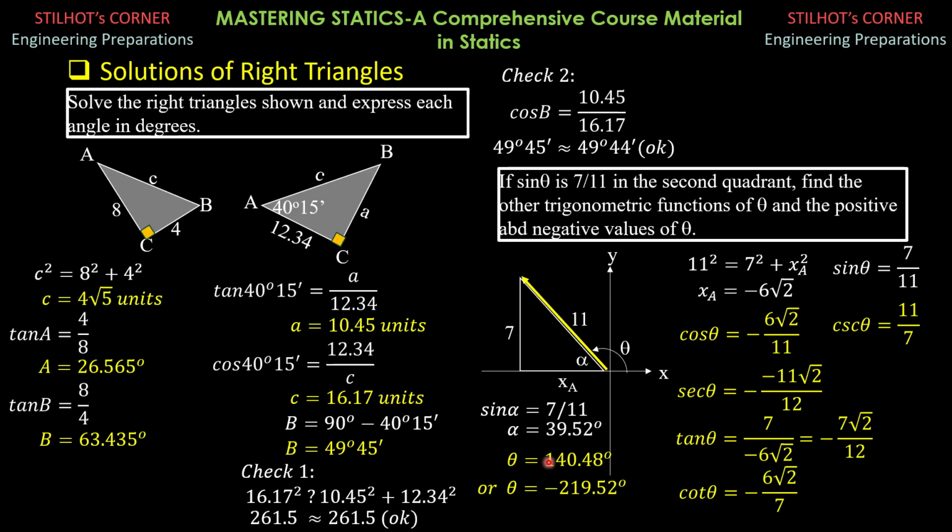Now, if you want to know theta directly using your calculator, use this definition of cosine of theta. So for cosine or cosine law, take note, the calculator can determine the value of theta, both acute and obtuse. So if you want the direct determination of the positive value of theta, use this definition. Cosine theta is negative 6 square root of 2 over 11. Using your calculator, it will give us the correct positive value of theta, which is 140.48 degrees.